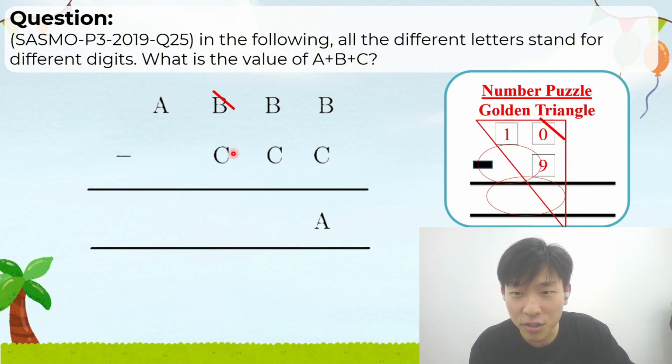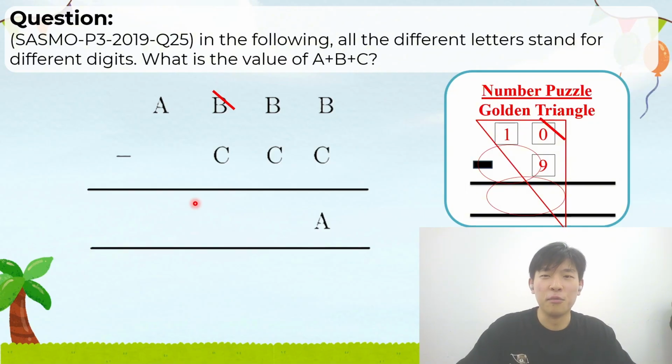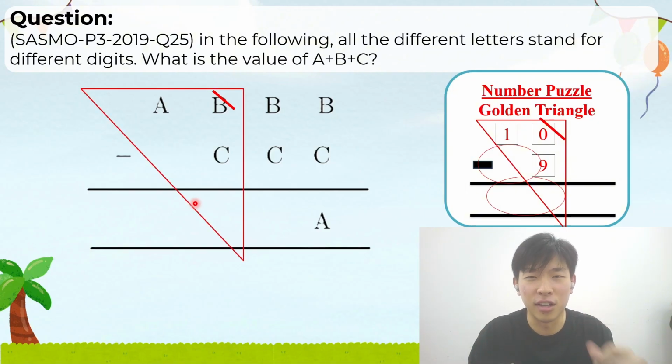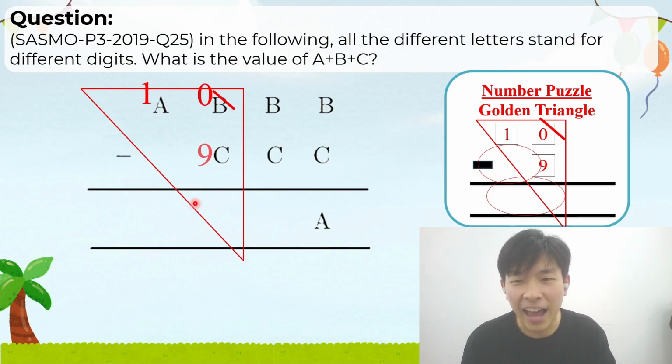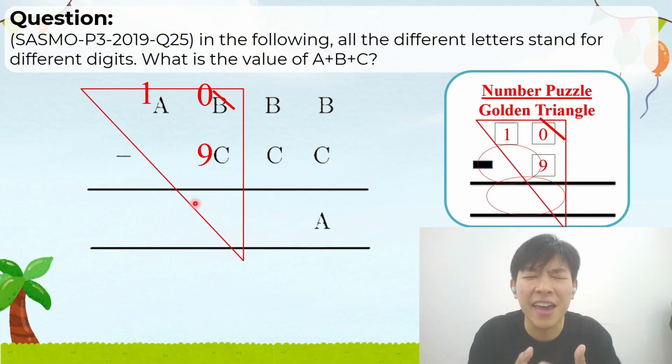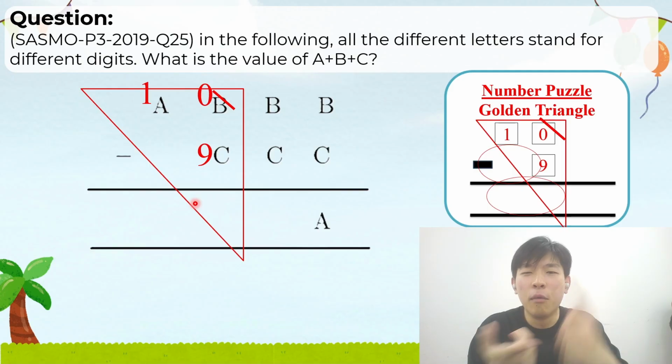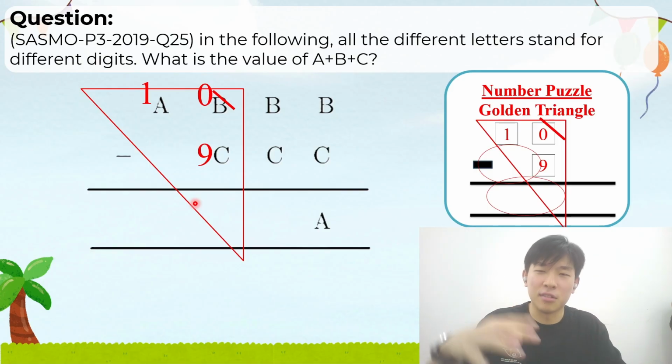We see that these three letters are like a triangle, and there's nothing here. So we definitely can use our golden triangle. So what is A? Very good. A will be 1, B will be 0, and C will be 9. So tell me, what is the value of A plus B plus C? Very good. It is 10. 1 plus 0 plus 9 equals 10.